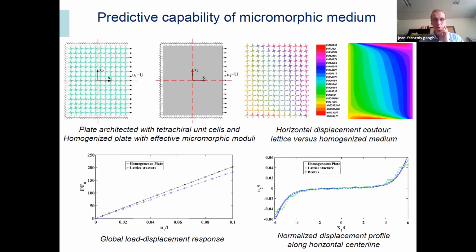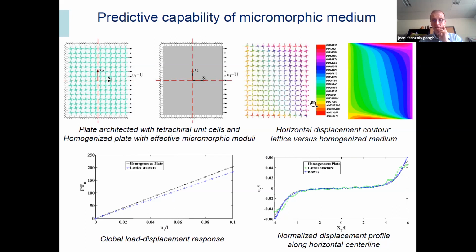Next, we use this micromorphic model to simulate the response of an architected plate with a tetrachiral unit cell submitted to tension. So we compute homogenized properties. We solve the macroscopic boundary value problem by finite element. And we compare the macroscopic response of the fully resolved lattice structure with that of the homogeneous plate. So we first make a macroscopic comparison here. We see that the force to displacement slope is nearly the same. So there is a global agreement.